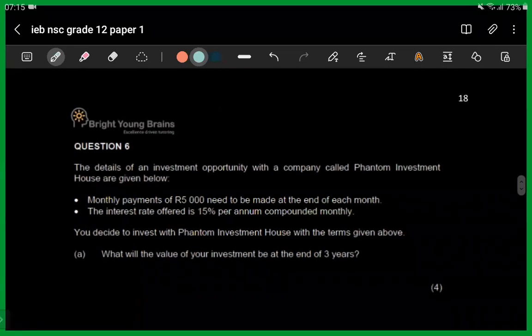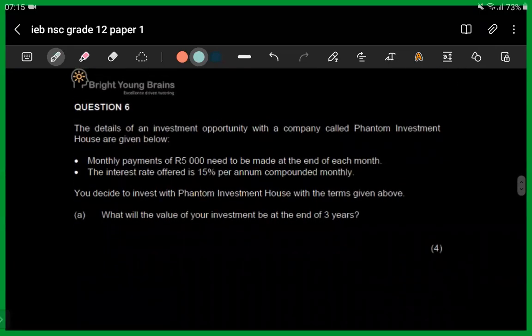Question number 6. Oh, financial maths. Okay, so with this financial maths question, let's see what we have to do. It says here the details of an investment opportunity with a company called Phantom Investment House are given below.